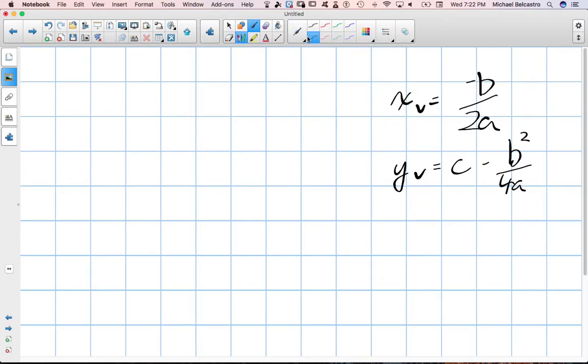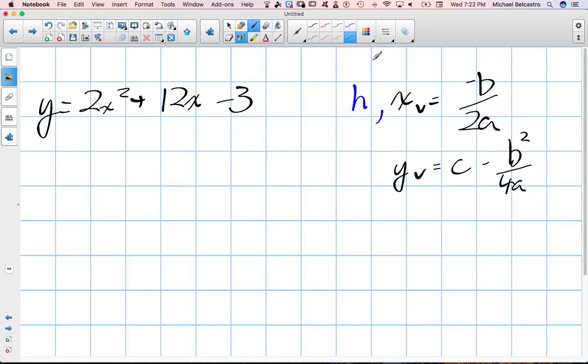And our original equation stated y was equal to 2x squared plus 12x minus 3. So we already know we're in standard form. We talked about that. These formulas refer to standard form. And when I say the word subscript, it means I'm writing a little letter to the bottom right of it. I'm saying the x value of the vertex, and here I'm saying the y value of the vertex. They're also known as your h value and your k value from vertex form.